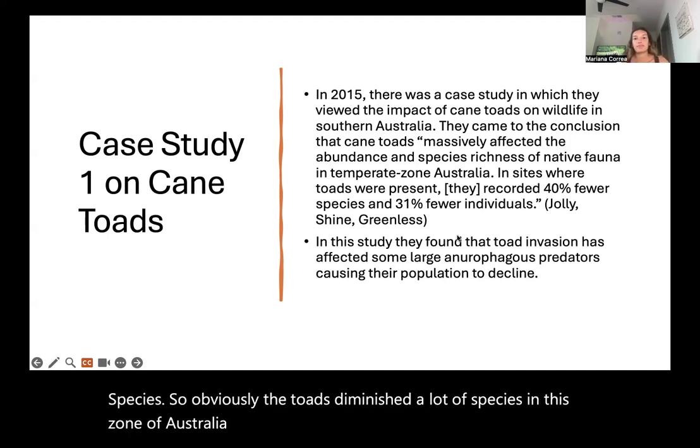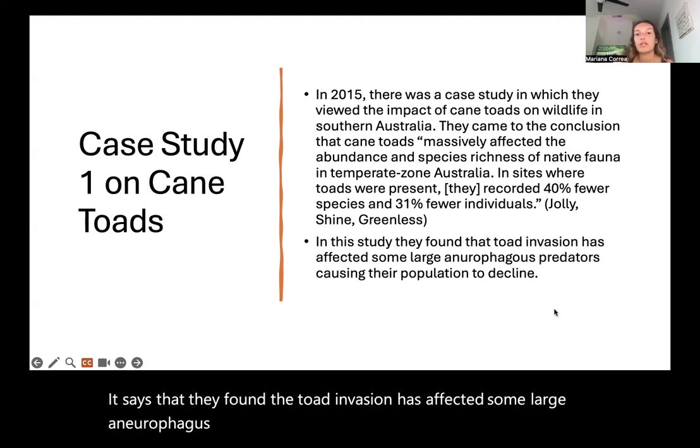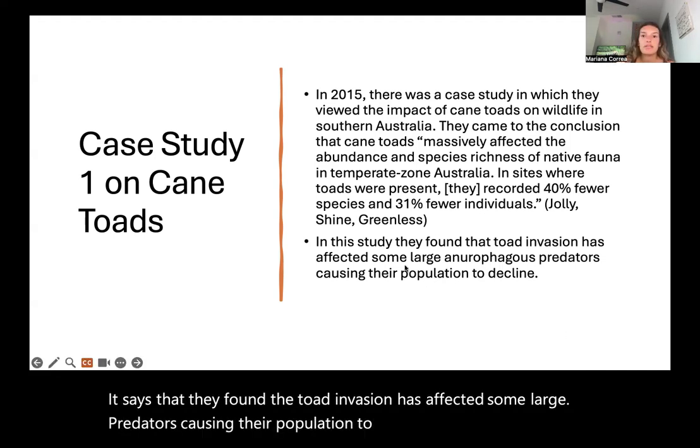It says that they found the toad invasion has affected some large anurophagous predators, causing their population to decline a lot, as I said.